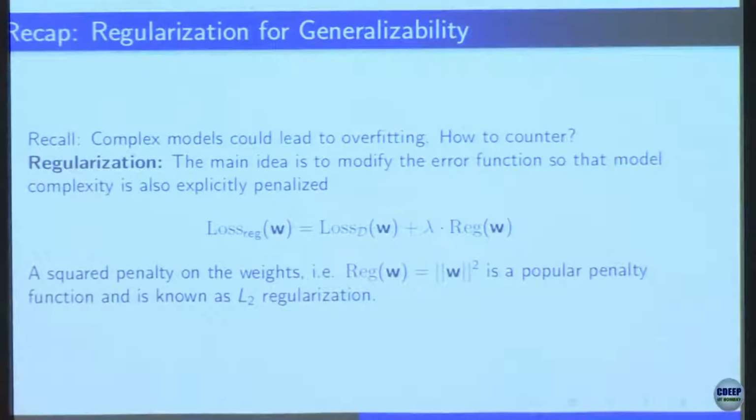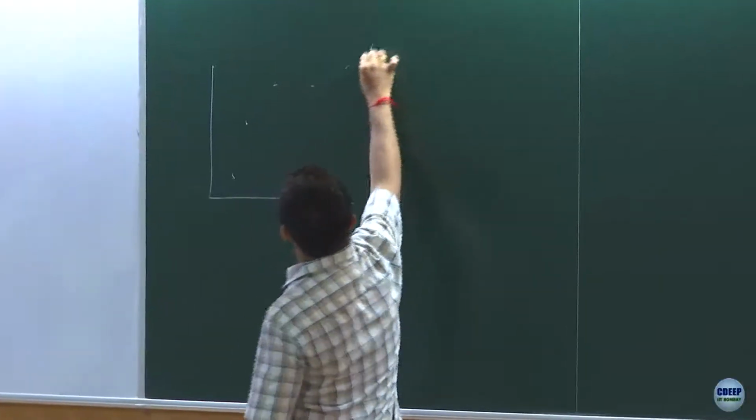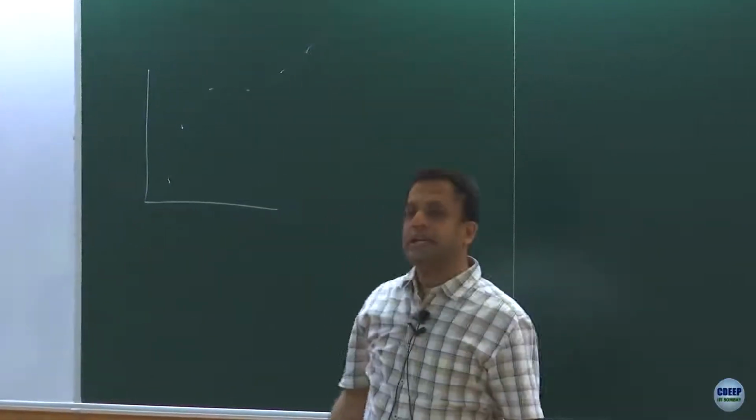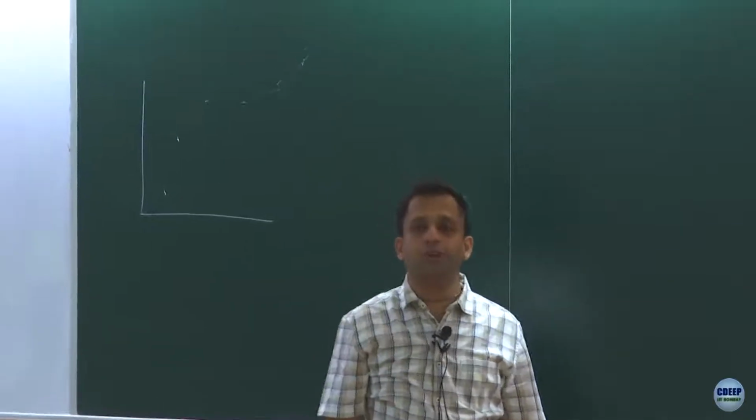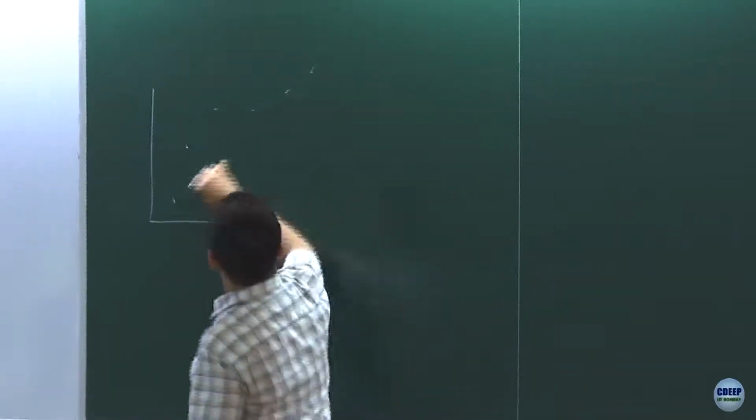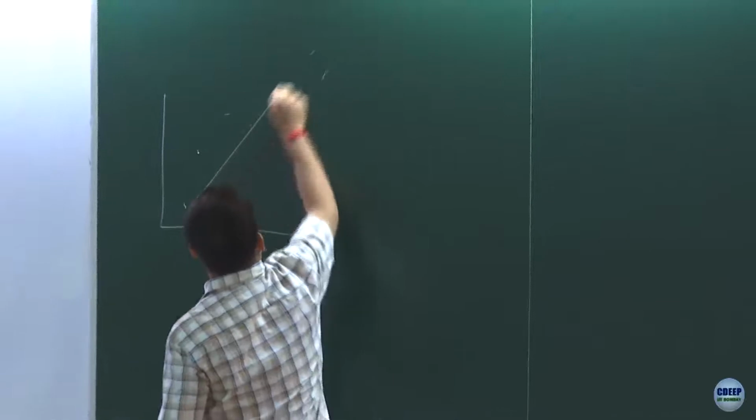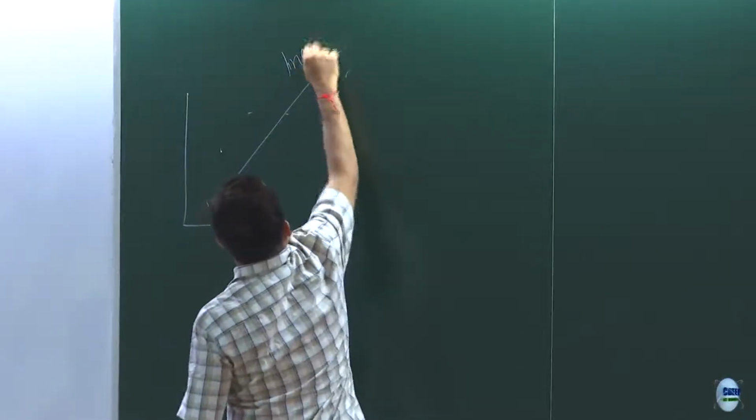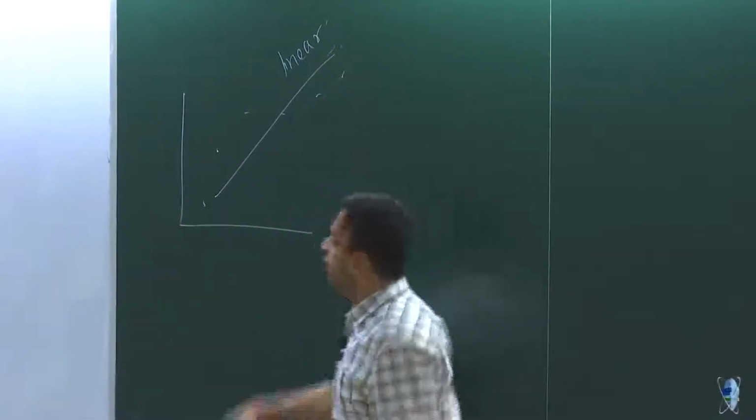Okay, so recall that the reason we talked about regularization is because of our observation that we are able to fit points to arbitrary levels of accuracy by increasing the degree of the polynomial. This contrasts this linear fit with a higher order polynomial.